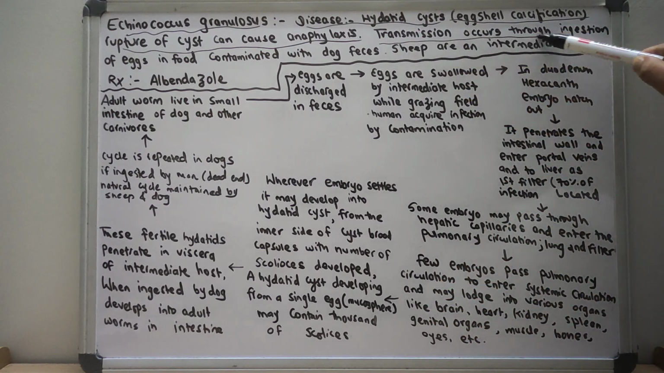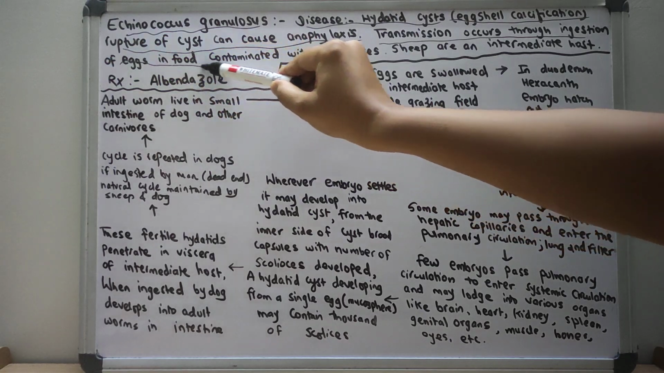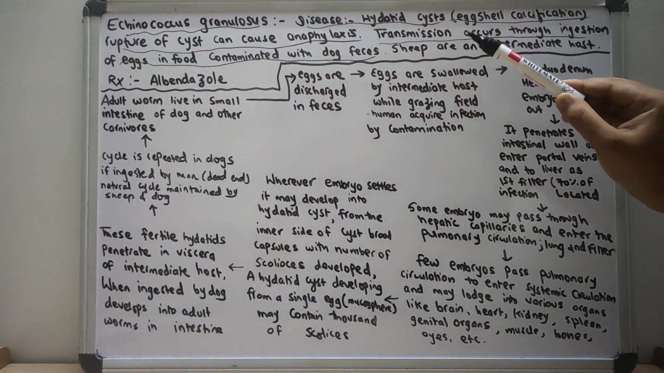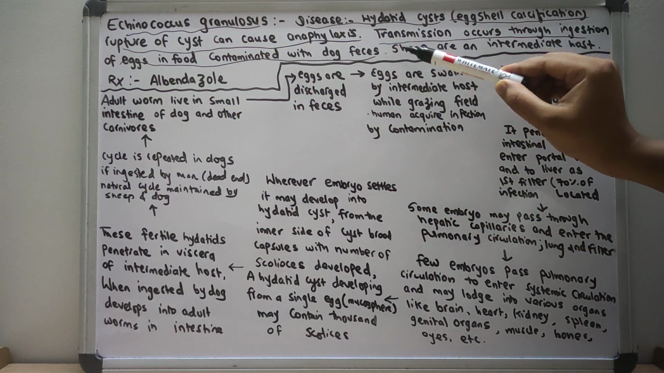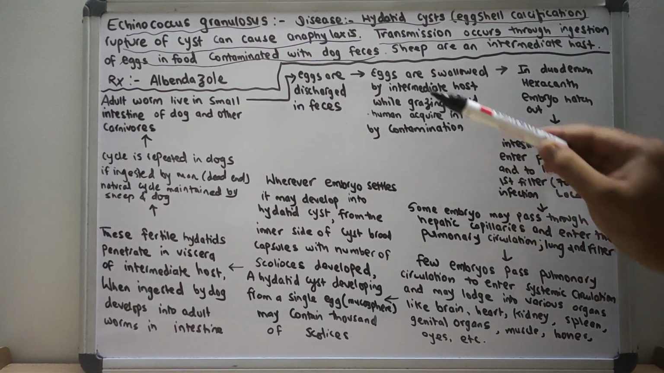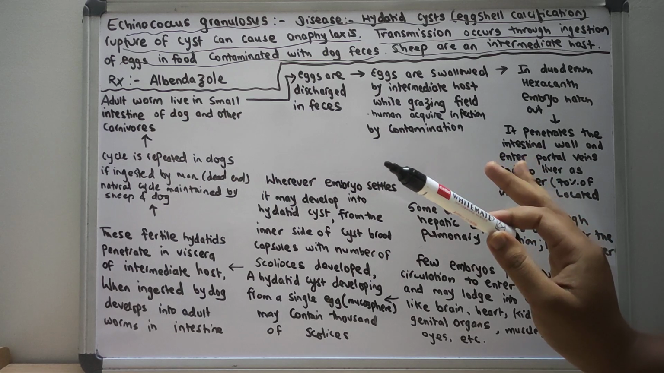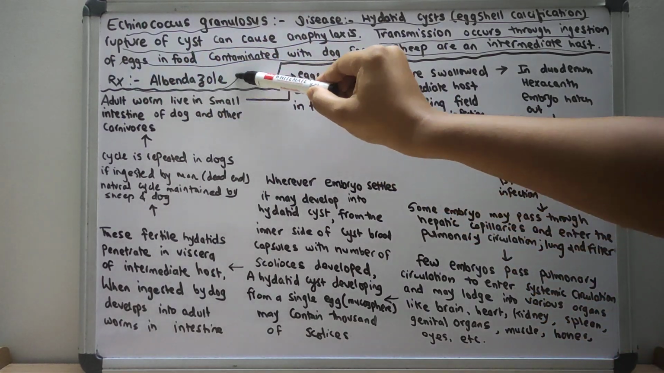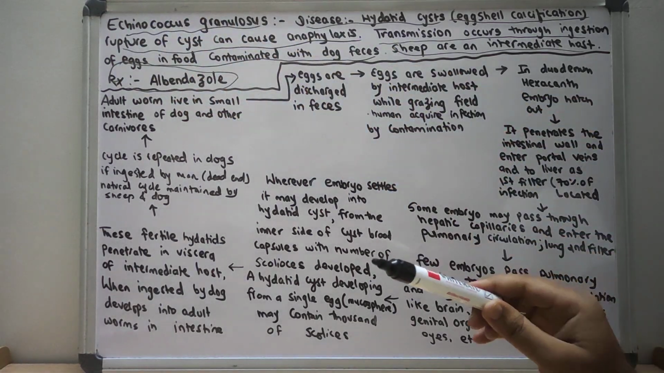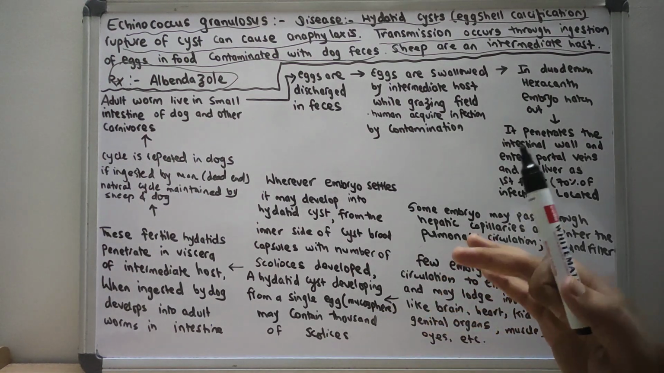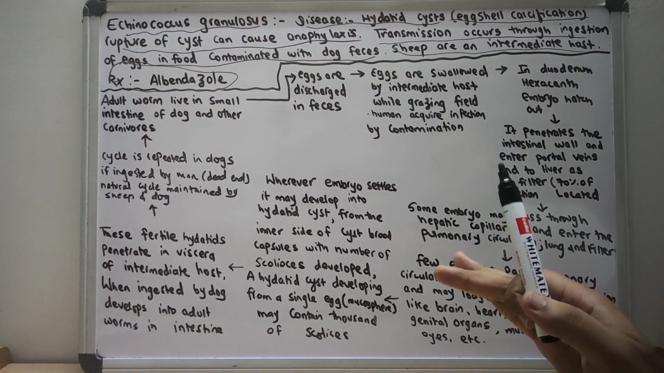The transmission occurs through the ingestion of eggs in the food contaminated with the dog feces, and we should know that the sheep are the intermediate host of this Echinococcus granulosus. The treatment we do is by the albendazole. So now let us discuss the life cycle of this Echinococcus granulosus.